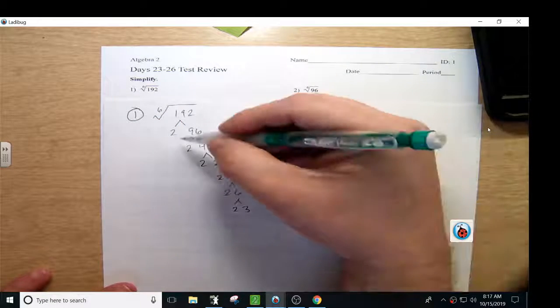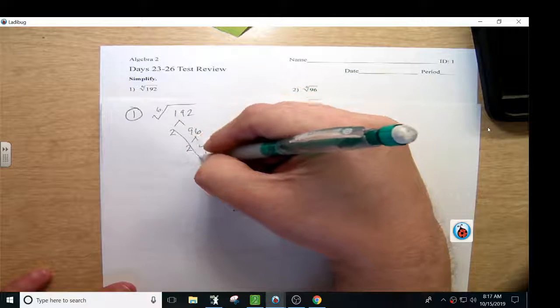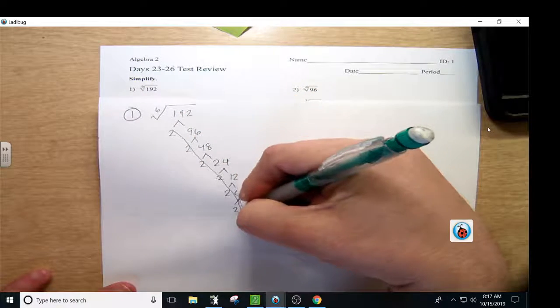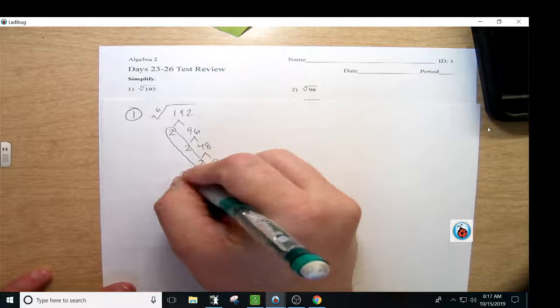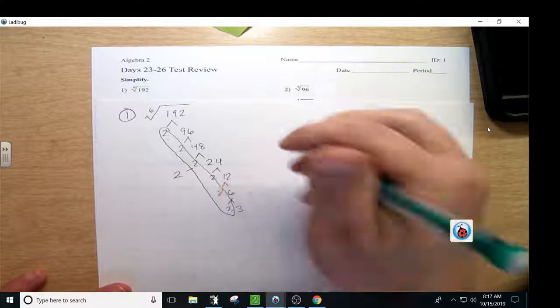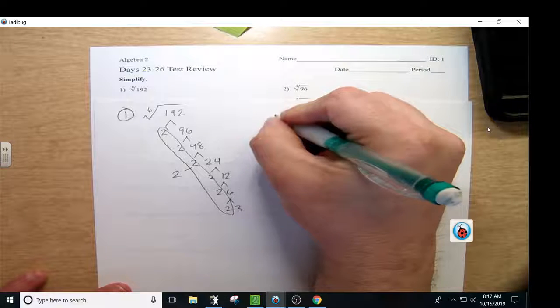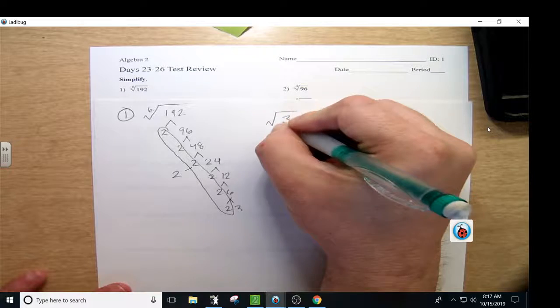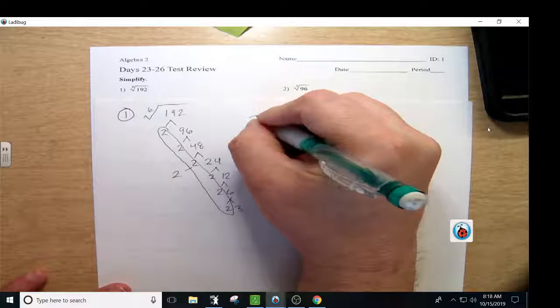Well, you've got 1, 2, 3, 4, 5, 6 twos. You've got 6 twos, so I can bring one of those out. Now leftovers are 3, so we will have something underneath the radical, so we do need to make our radical there. Be 3, 6. Now the 2 is going to come on the outside.